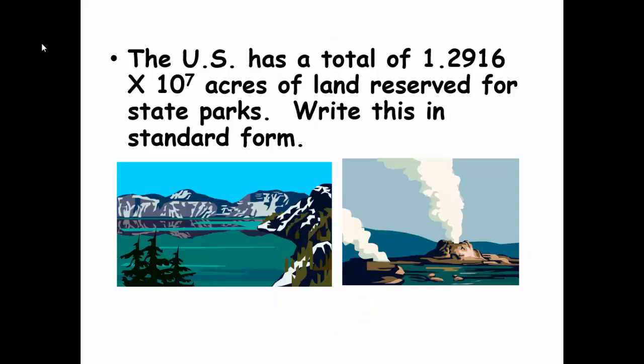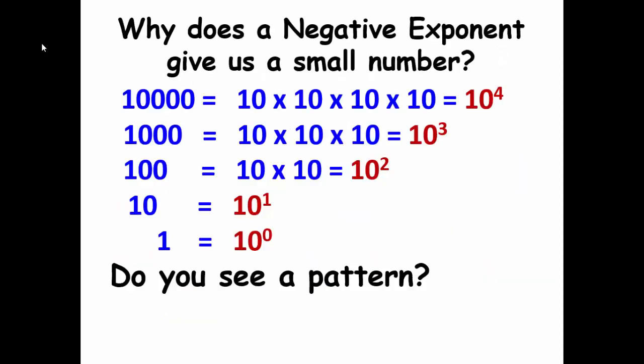The U.S. has a total of 1.2916 times 10 to the 7th acres of land reserved for state parks, and we want to write this in standard form. So to do so, we're going to move our decimal place 7 times. And we have 12,916,000 acres for state parks. So these are just examples of word problems that you guys might see.